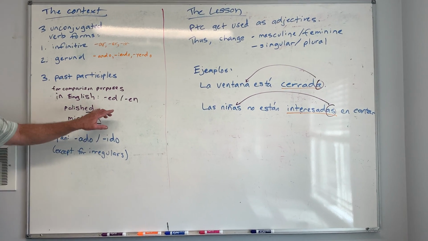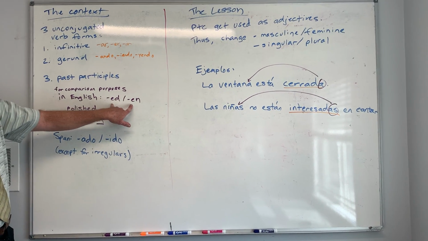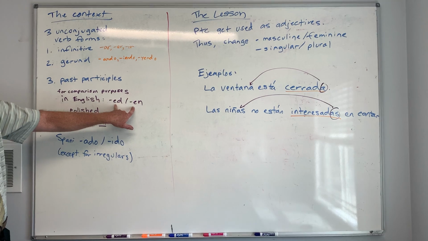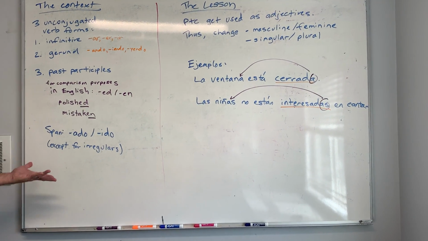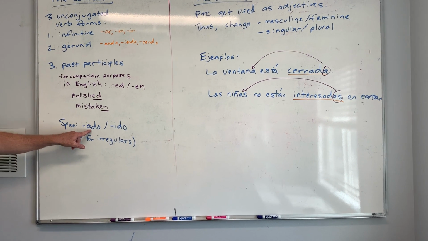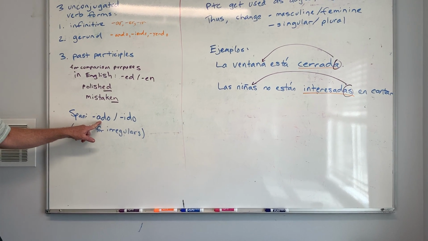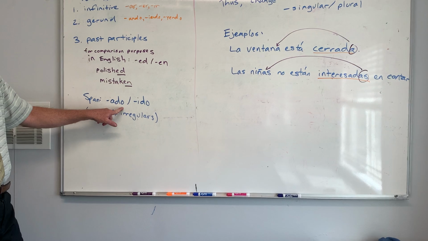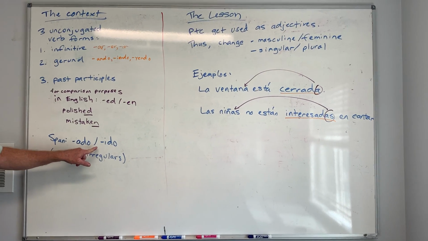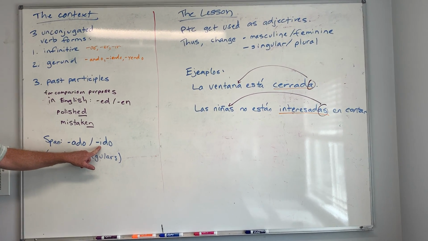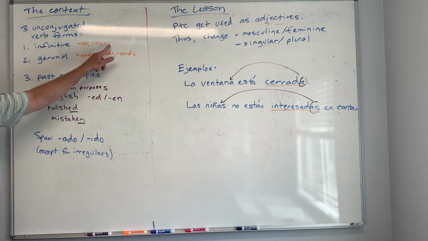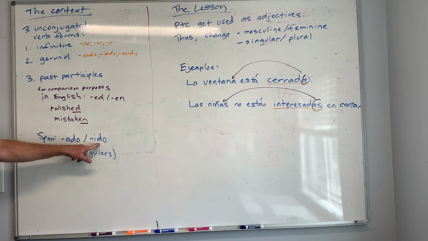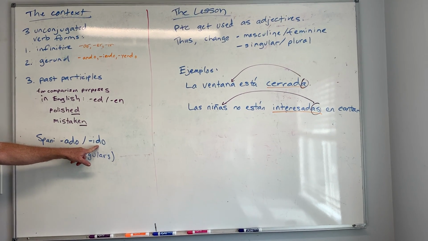Now, in English, we signify the past participle with an -ed or -en ending. How do we do it in Spanish? This is the lesson for today. In Spanish, with an AR verb, it's -ado. That's the participle. And an ER or IR verb is going to be -ido, I-D-O. We're going to form the participle by adding -ido to the end.